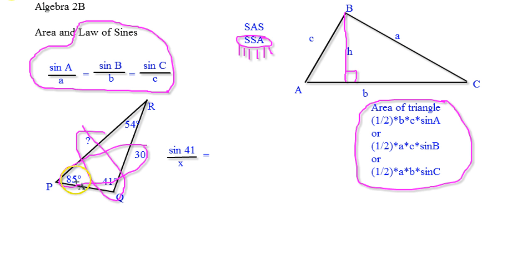And then I'm going to have sine of 85 over 30. Now that I've set up my proportion, I can cross multiply. So 30 sine of 41 is equal to x sine of 85. Now what I would do is divide both sides by sine of 85, because then I would have x alone, and that's perfect.